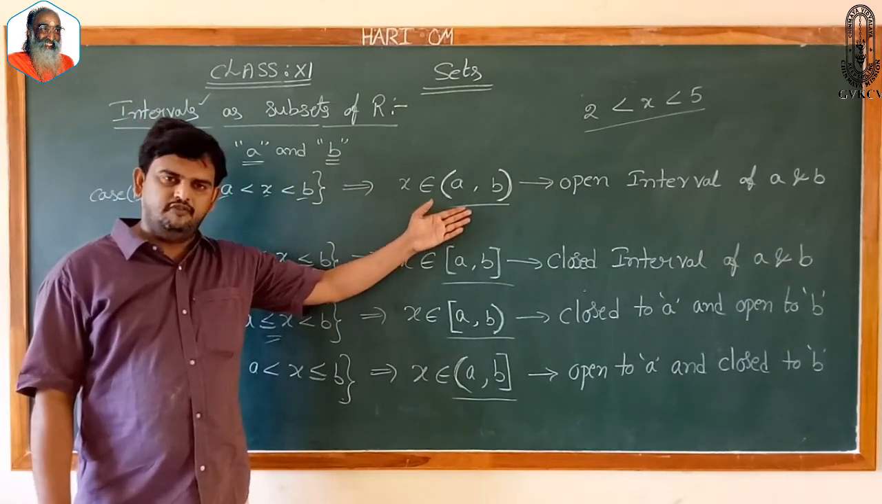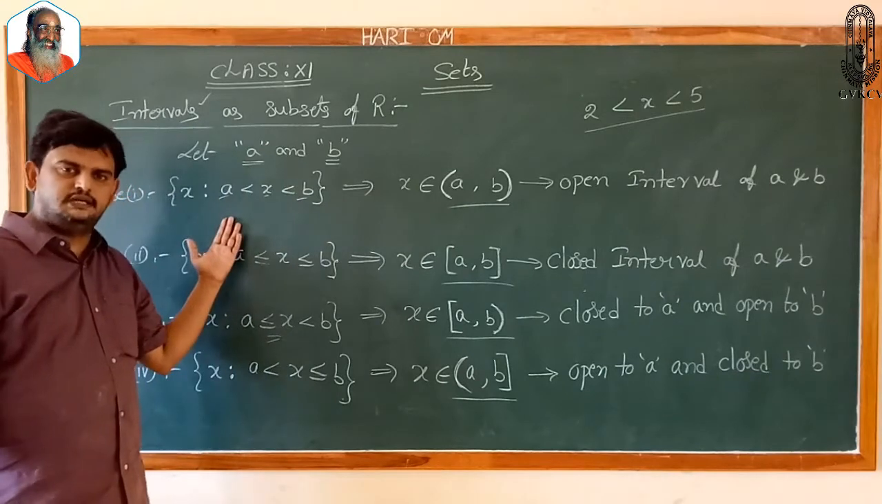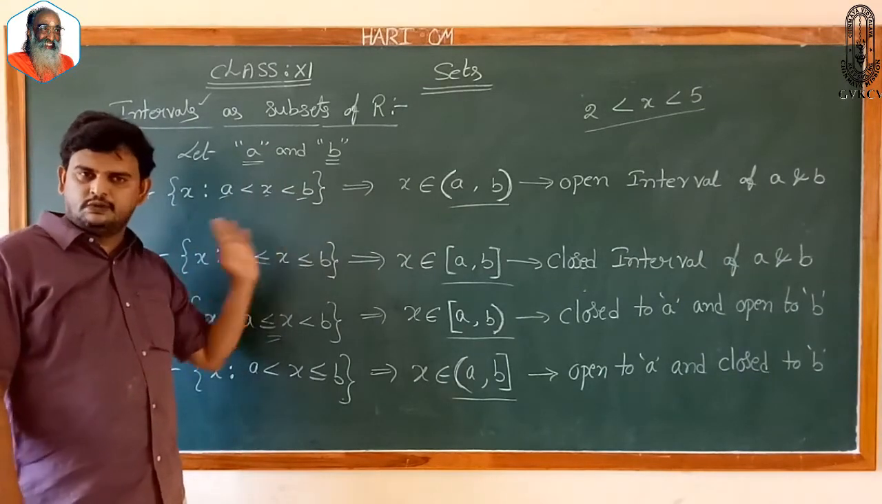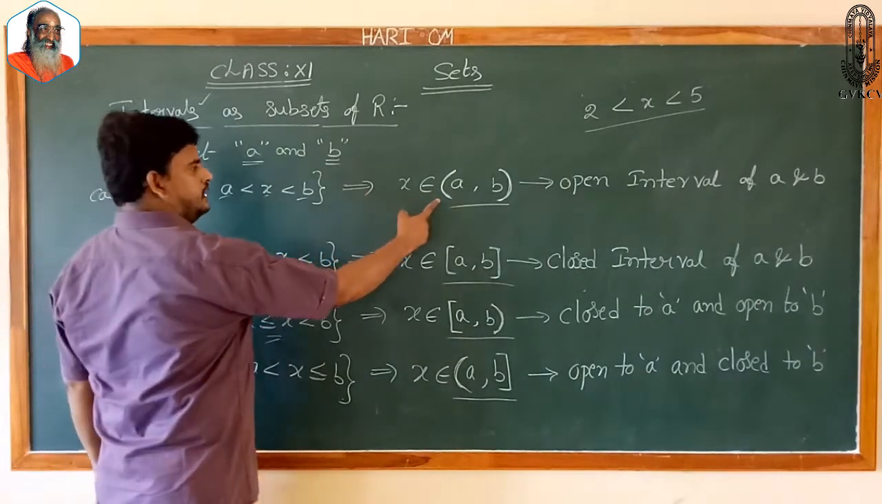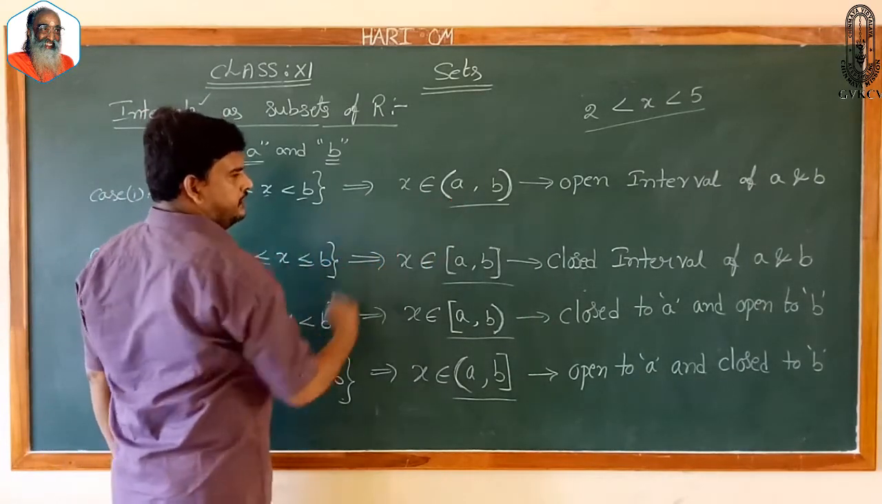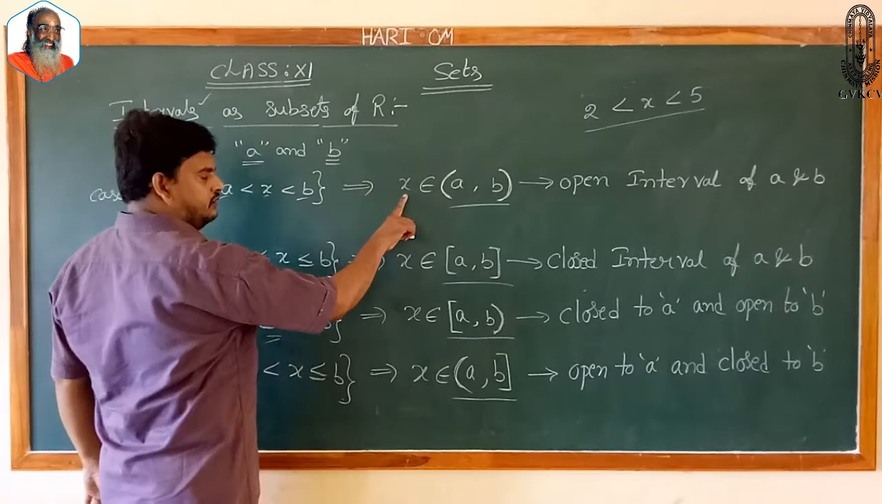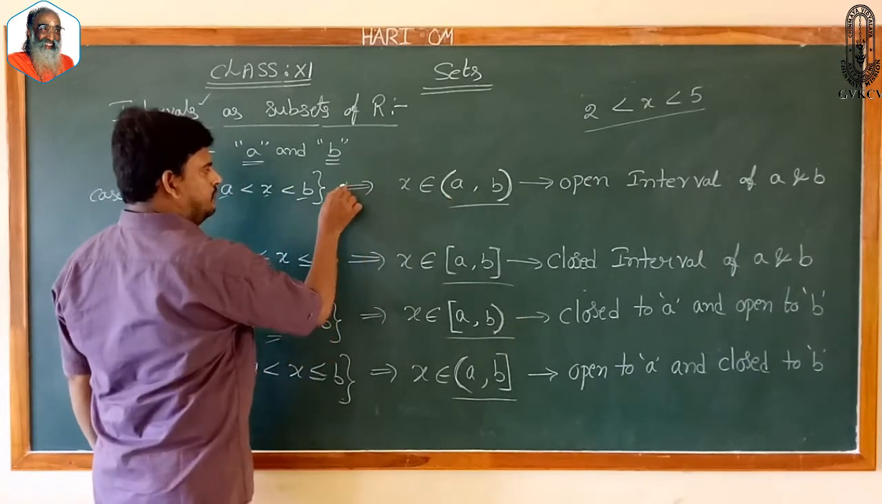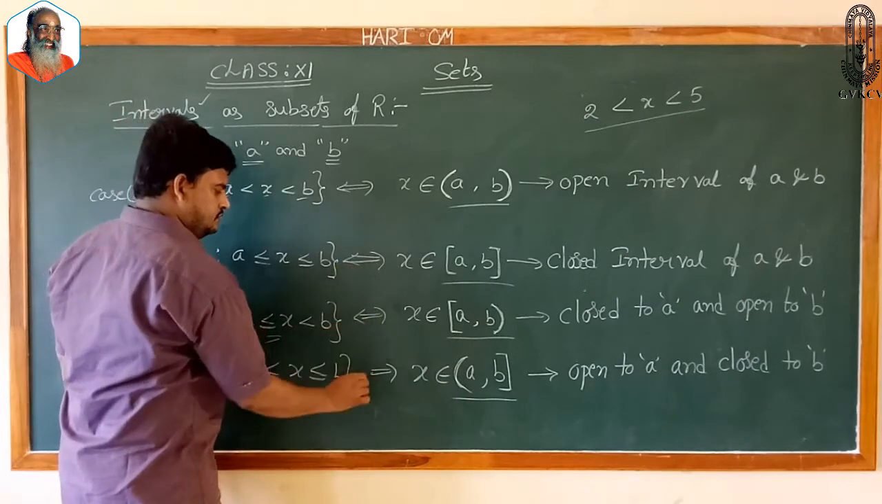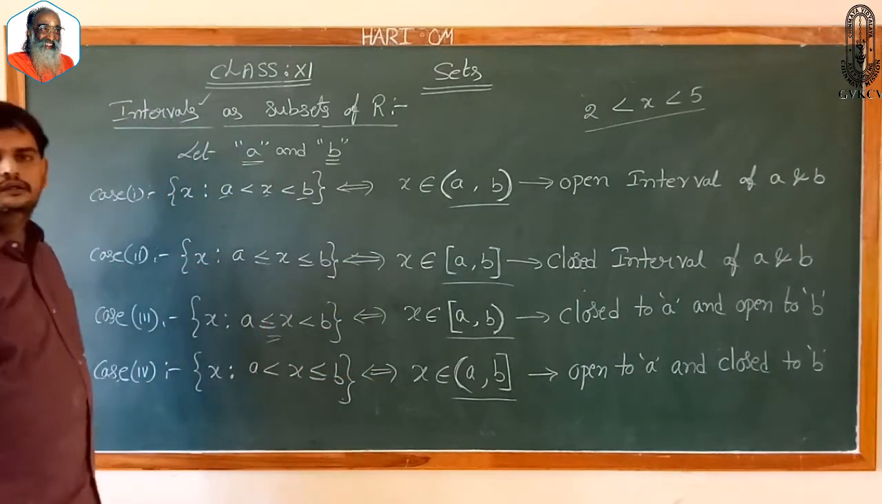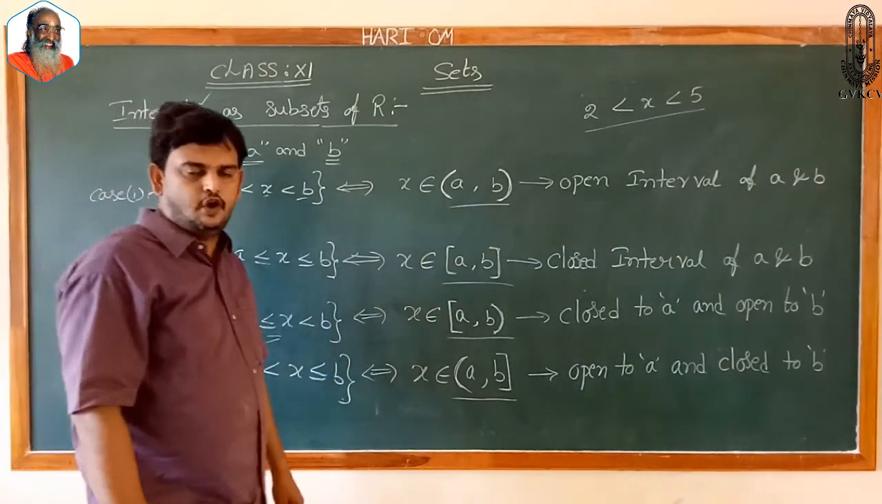Whenever you have interval form, that can be written in the set builder form. So vice versa, if I have set builder form notation, I can write it as x belongs to open interval a comma b. If they have given x belongs to open interval a comma b, it can be expressed in this way. Here also the same, so vice versa. This is about the intervals concept.